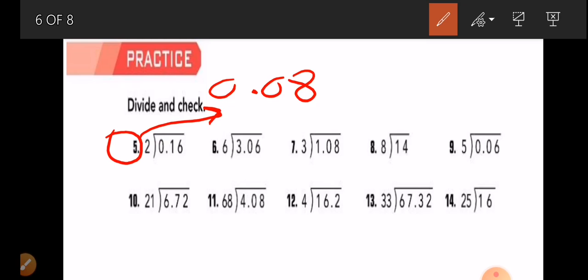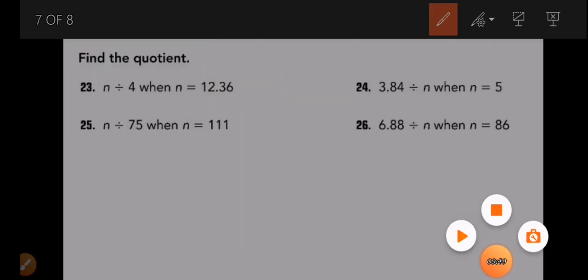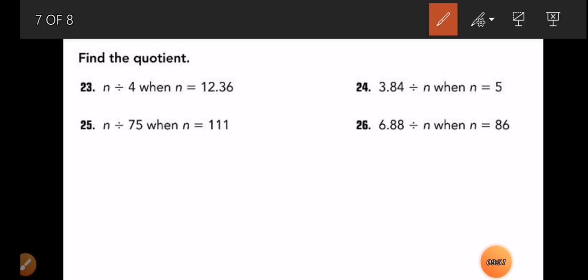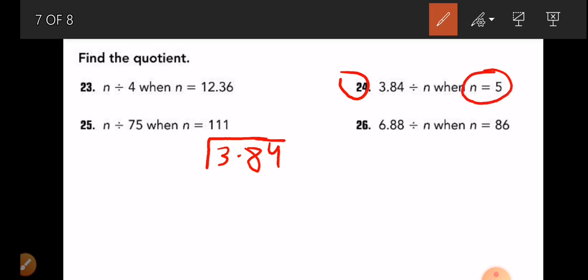Okay, let's try now together another one. Let's try question number 24. We will start by writing the long division, the first number inside, 3.84. But teacher, here the divisor is a letter, not a number. Yes, it's okay, no problem, because you have the value here of n. So cross out n, put instead of it 5. So I'm dividing by 5.